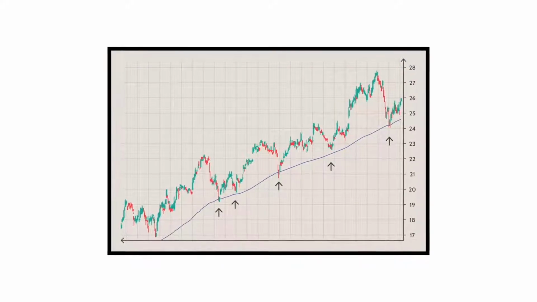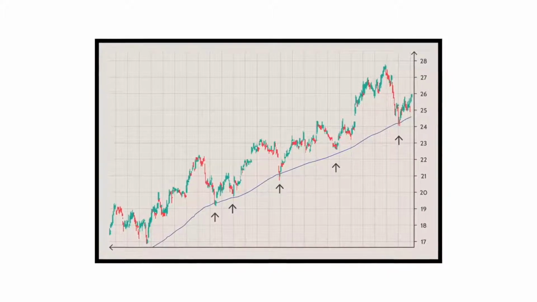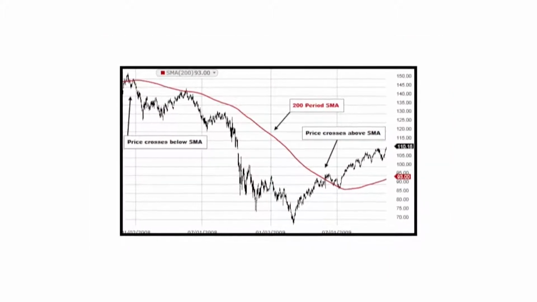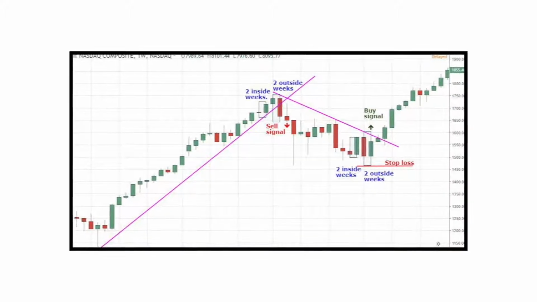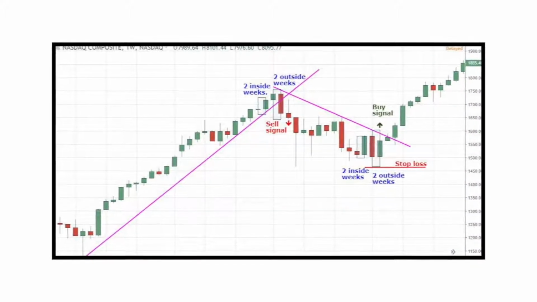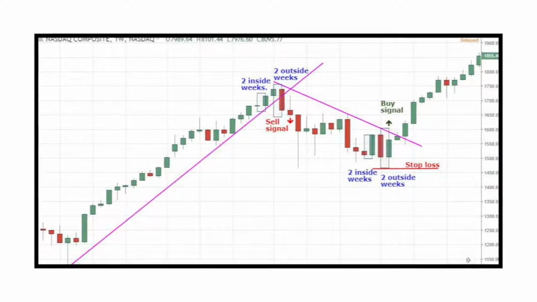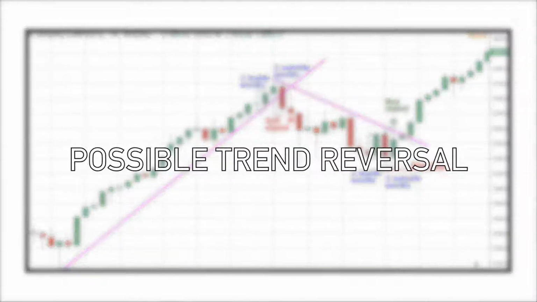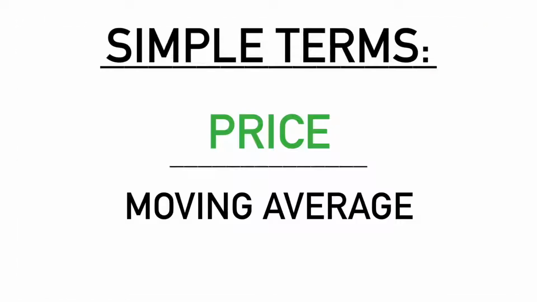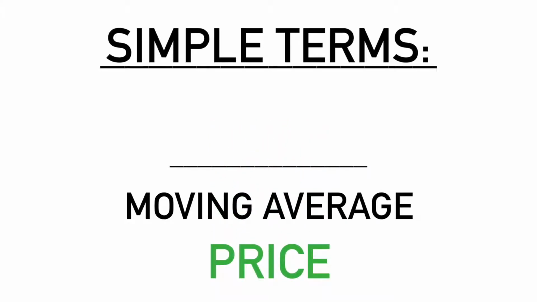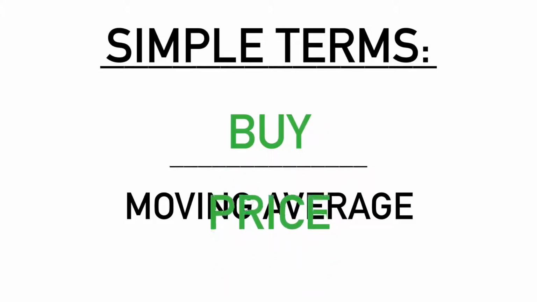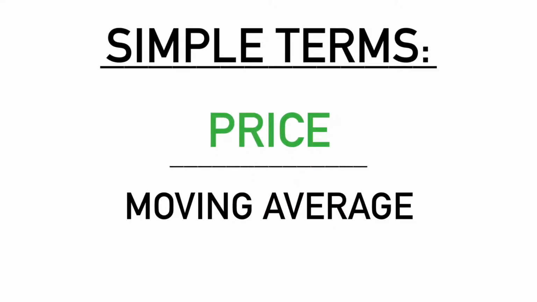Typically speaking, if the price is above the moving average line, there is an uptrend happening. If the price is below the moving average line, there is a downtrend happening. When the price breaks above or below the moving average line, or crosses the moving average line, this is known as a possible trend reversal, which means that the current trend might be starting to reverse. So for an uptrend, this might be going to a downtrend, and the other way around. So in simpler terms, if the price crosses over the moving average line, it might be a good time to buy. When the price crosses below the moving average line, it might be a good time to sell.